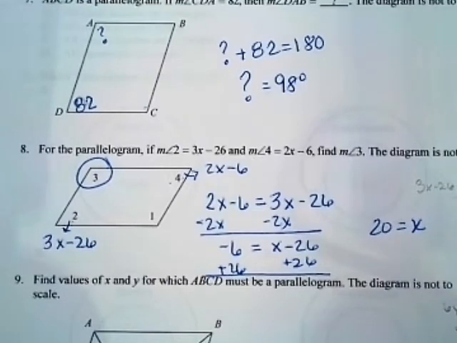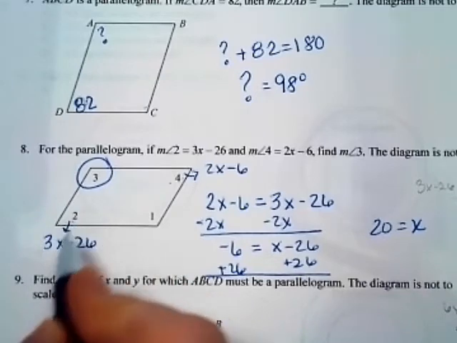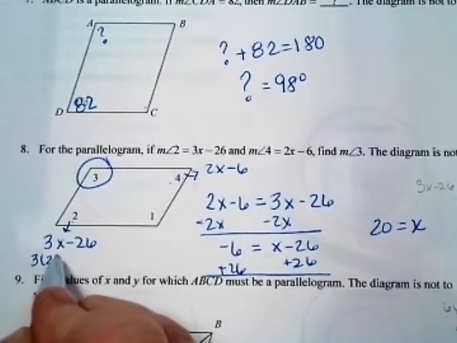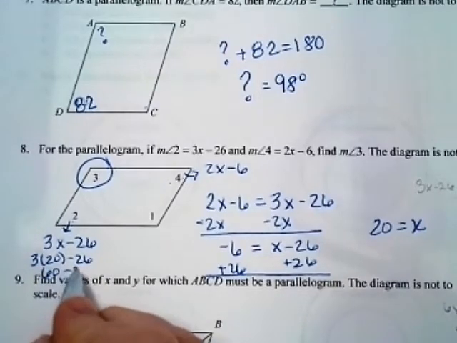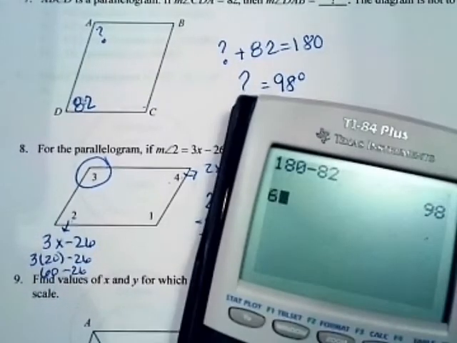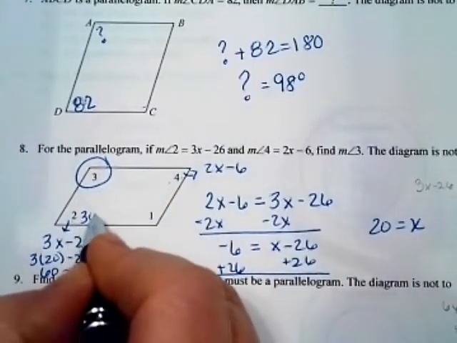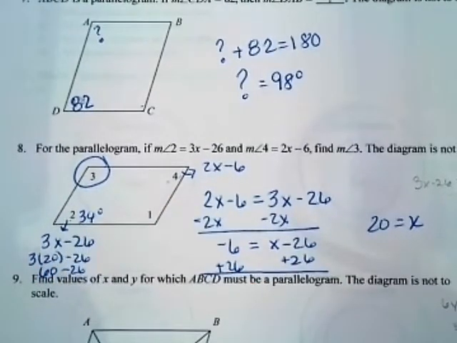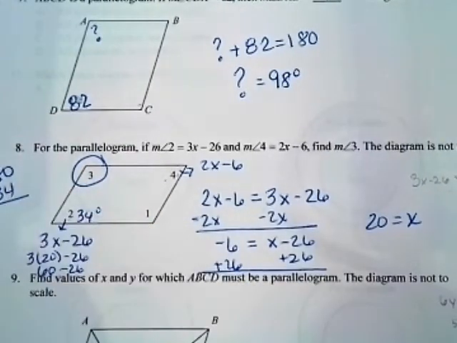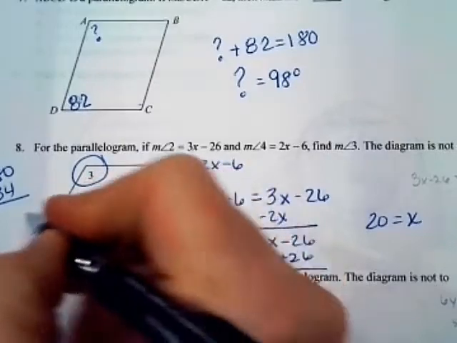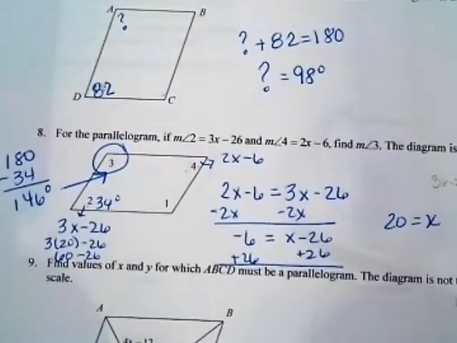Well, if x is 20, then I can plug in and figure out how big this angle is. That'd be 3 times 20 minus 26. So that's 60 minus 26, which is 34. So this angle is 34 degrees. If that angle is 34 degrees, subtract it from 180, and you get 146 degrees for angle 3.